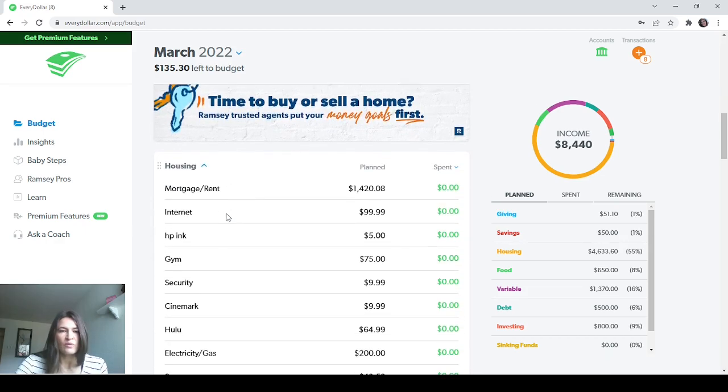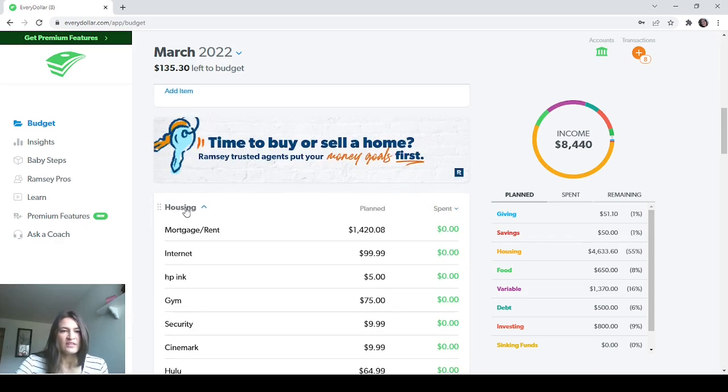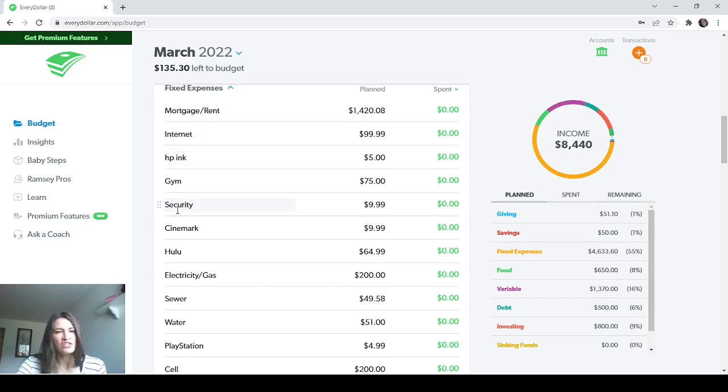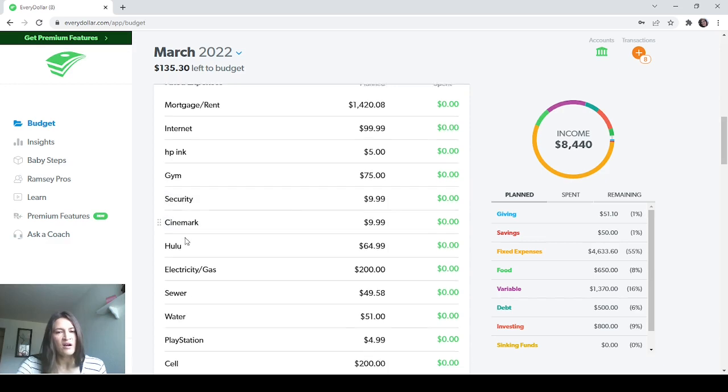okay, so this is housing. I'm going to rename this. Let me see if I can rename it. Yeah, I'm going to rename this fixed expenses, because that's what I called it on my paper budget, and I like that. So the mortgage stays the same, internet, our HP Inc., gym, all of these are the same.